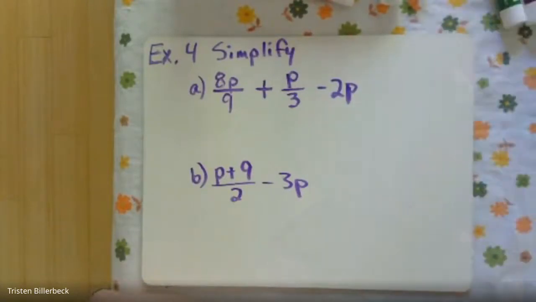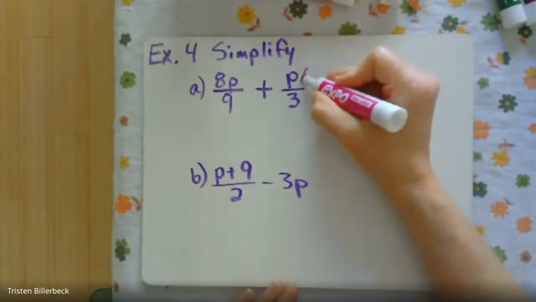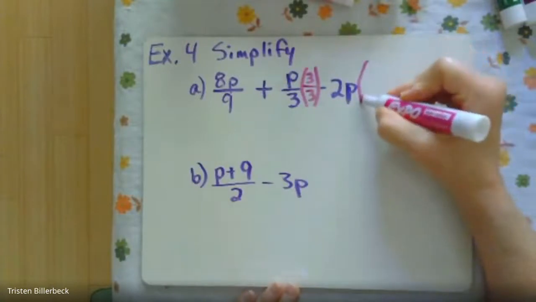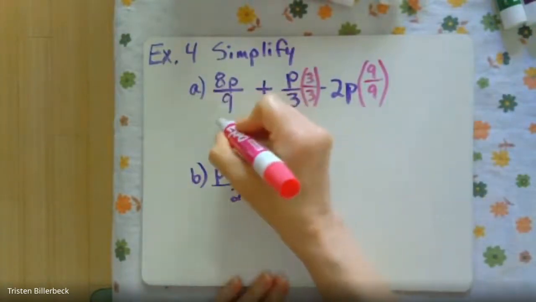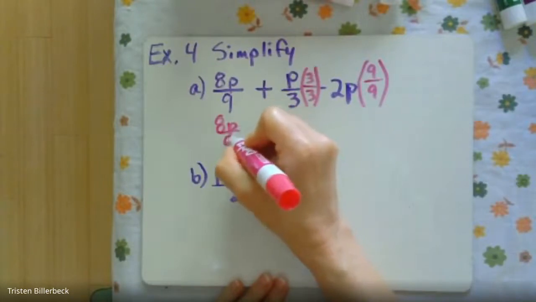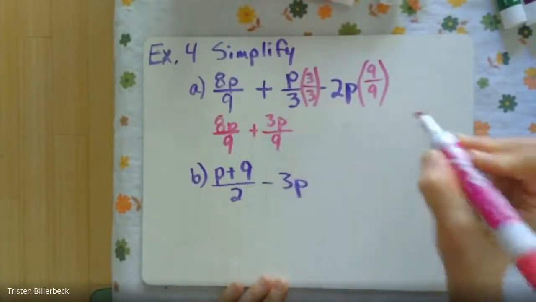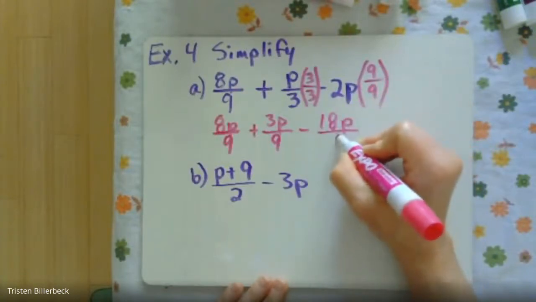Okay, so now we're down to one where we have a denominator. And one thing we know about denominators is they have to be like denominators. So we have a 9 here. We can make that 3 into a 9 by creating a big one, that is 3 over 3, because 3 times 3 is 9. This one has no denominator, so we're going to multiply by 9 over 9. So when we rewrite this, we have 8p over 9 plus 3p over 9 minus, and then 2 times 9 is 18p over 9.